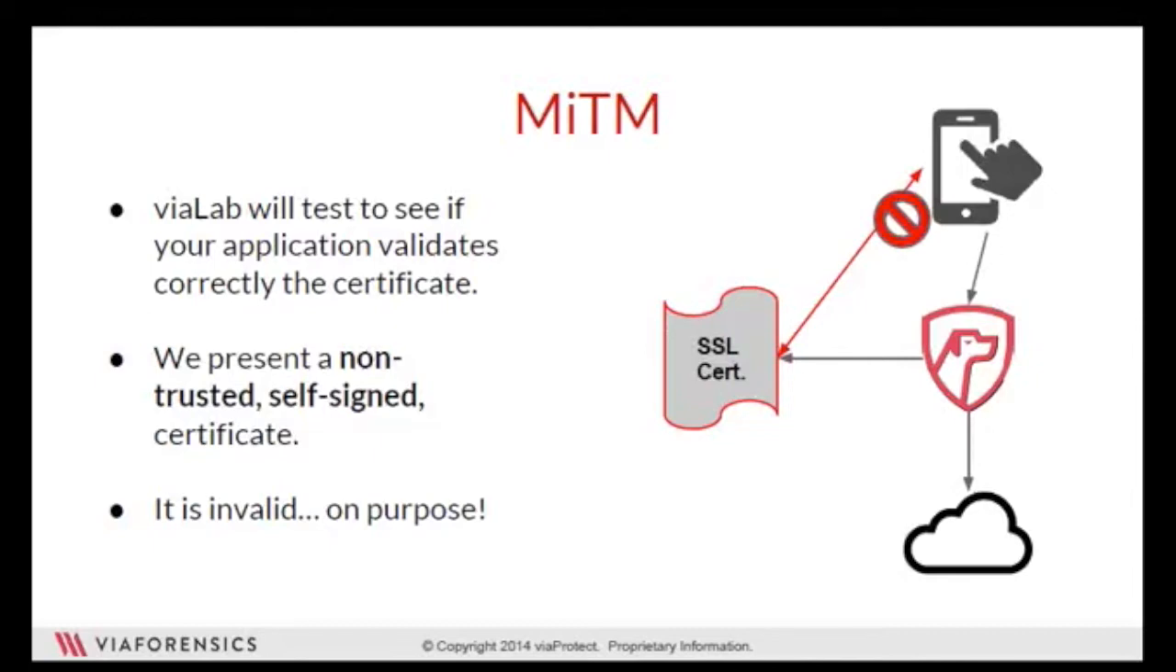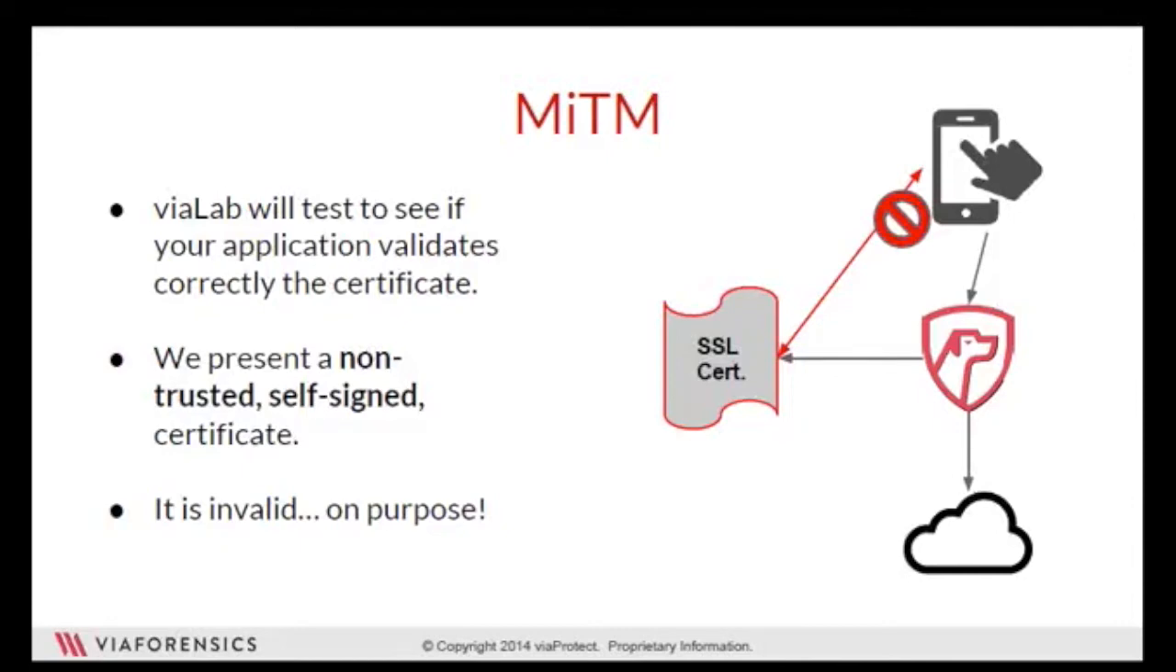So if your application is validating the certificate, then the man-in-the-middle attack will fail. The application will see that the certificate is invalid and should not proceed with the creation of the tunnel and sending of the data. This usually happens when your application shows a little pop-up saying, error, network error, or sometimes they're a little bit more verbose than that and tell you that the end server is not trusted.